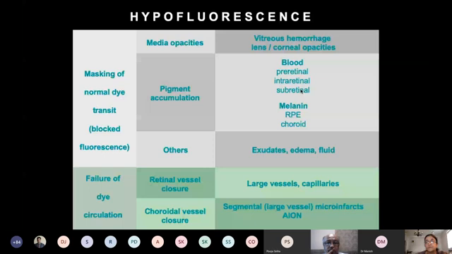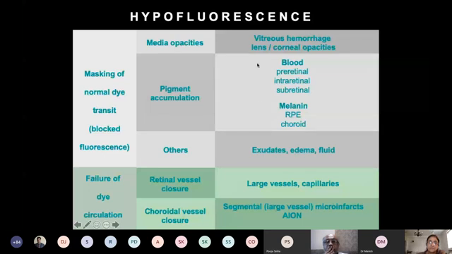The third condition is where you have an abnormal pigment accumulation, which again is not going to allow the choroidal flush to be seen through. So these are all examples of blocked fluorescence. You have exudates also, and edema and fluid, well, partially, but primarily it is going to be because of the above three reasons.